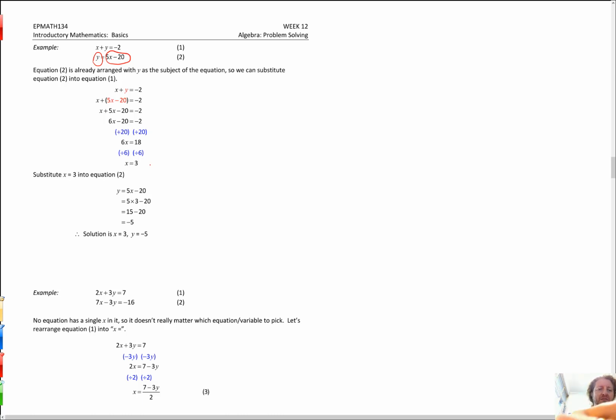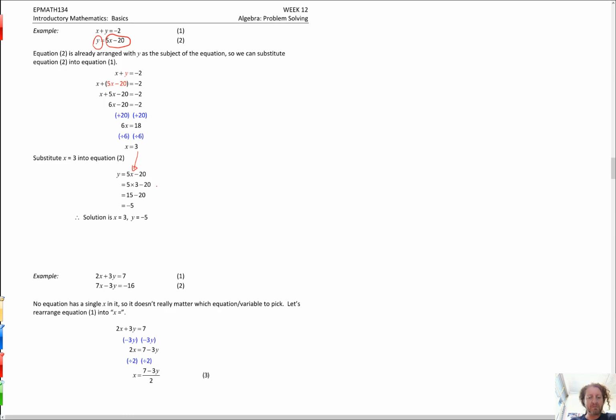And then here I don't have equation 3 to sub into. My rearranged equation is equation 2, so I'll sub into that. Equation 2 is y equals 5x minus 20. The x is a 3, so it's 5 3's minus 20, which is 15 minus 20, which is minus 5. Sorted. That one's pretty nice.